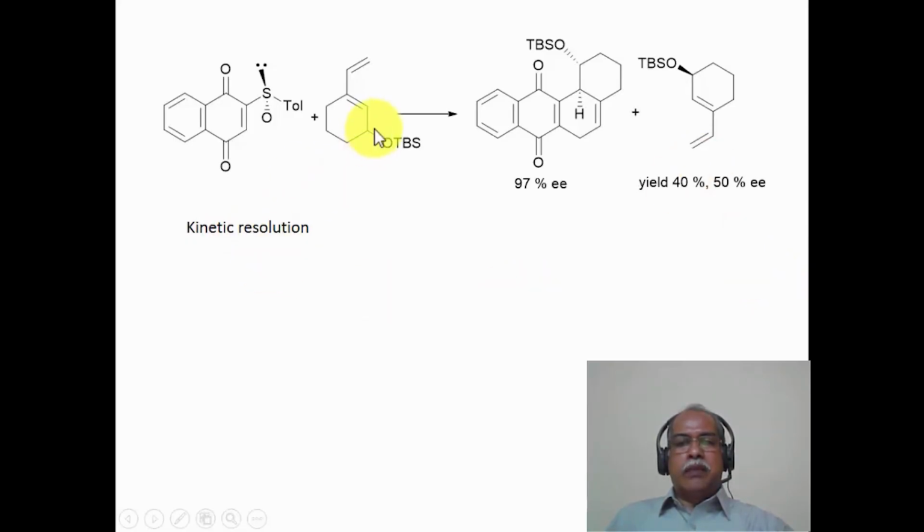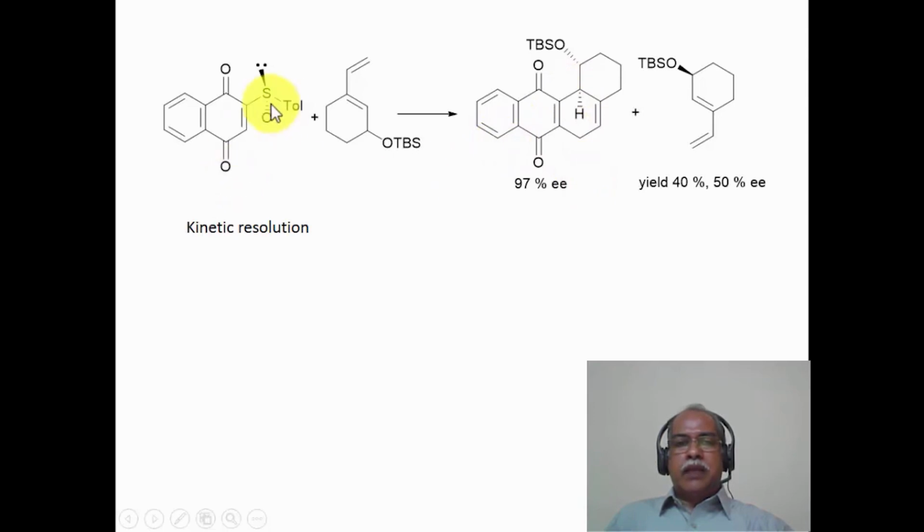So you consider the mixture of enantiomers. This is a racemic mixture of the diene that is taken. You can see this is a chiral center. So the racemic mixture of this diene reacts with the optically pure isomer of the sulfoxide. The reaction proceeds with only one of the enantiomers of the diene. With this particular configuration, the enantiomer is used for the Diels Alder reaction. It results in a 97% yield of this particular Diels Alder adduct.